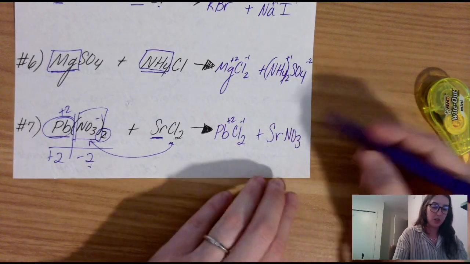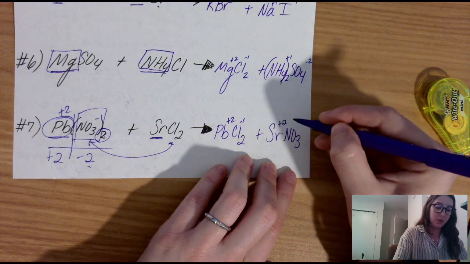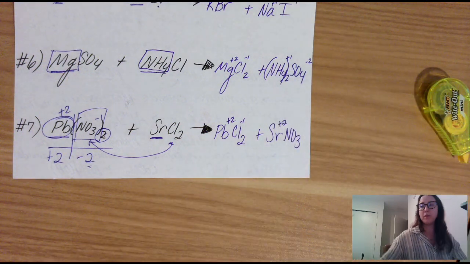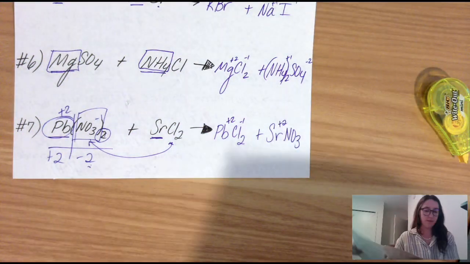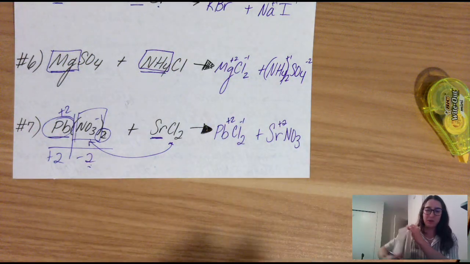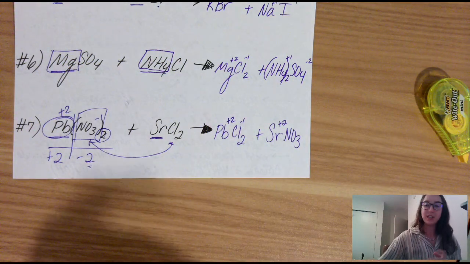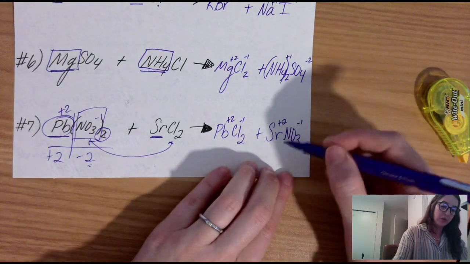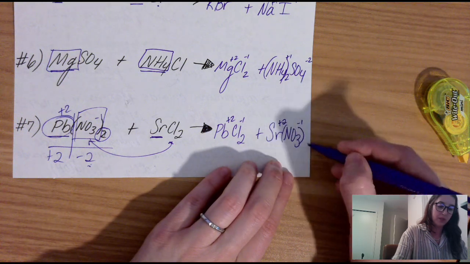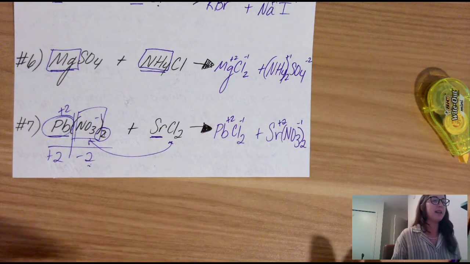Now let's balance our charges. Strontium is a +2 charge. Oh, I'm thinking it's in the second column. Yeah, okay. Strontium's in the second column on the periodic table. So it's a +2 charge. Nitrate is a -1 charge. So we do need to drop and swap. NO3 comes in parentheses, and that 2 carries down, okay?